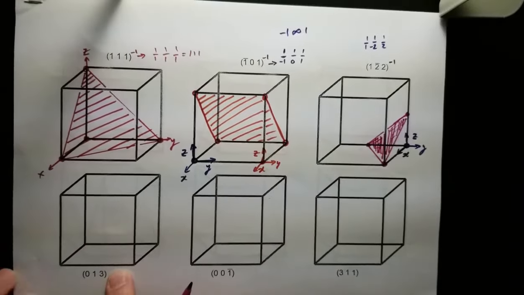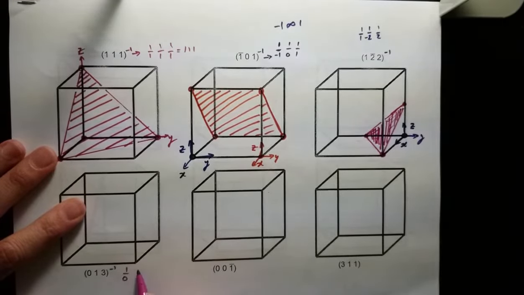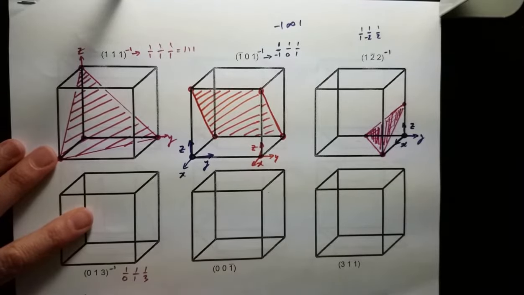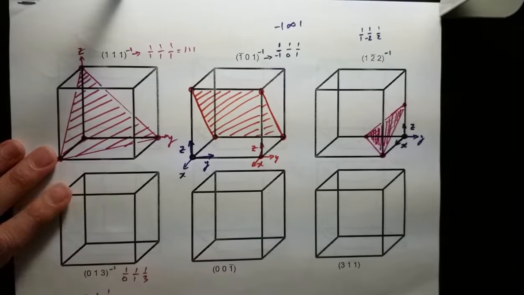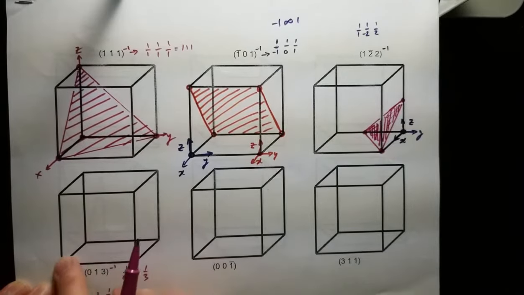Okay, the fourth one. Take the inverse. That gives us 1 over 0, 1 over 1, 1 over 1 third, which is infinity, 1, 1 third. So now, we know that the x-axis is going to cross at infinity, the y-axis is going to cross at plus 1, and the z-axis at plus 1 third.